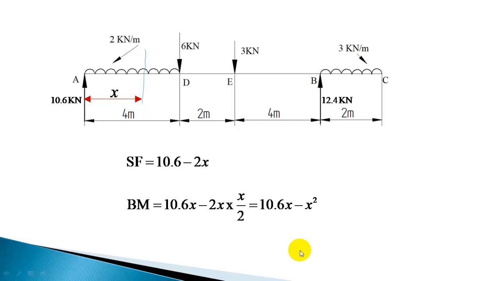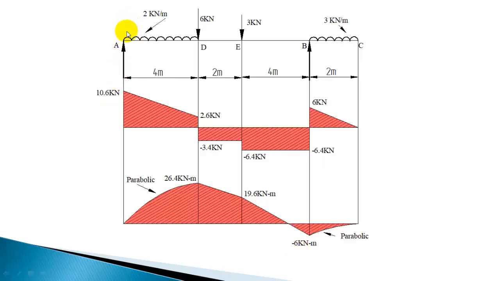So let us plot the shear force and bending moment diagram. Immediately right of A you had calculated 10.6. Immediately left of D you know 2.6. So from right of A to left of D you should join, 10.6 to 2.6. And for the section DE you know it is minus 3.4. That you can plot.